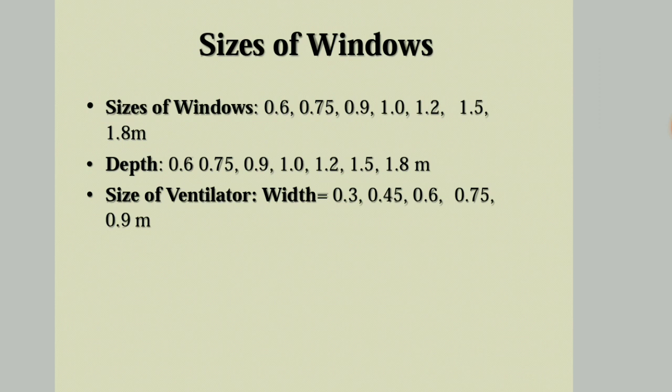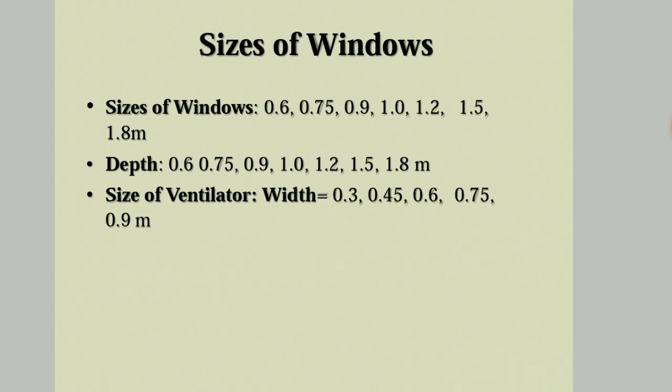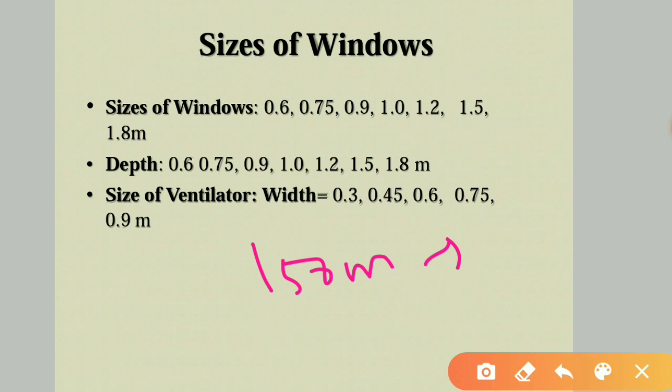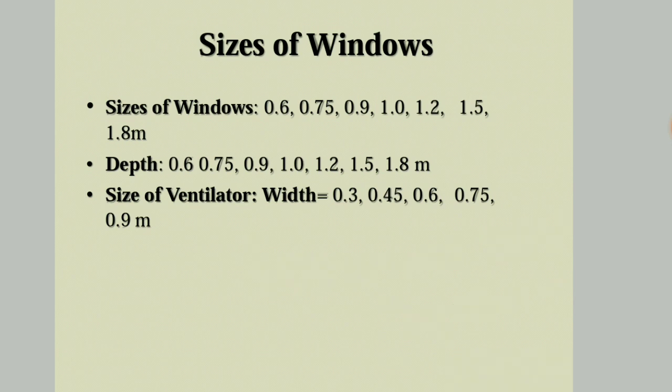Next, size of the ventilator. Ventilators are also used as part of the building for air circulation. So width is 0.3, 0.4, 0.6, 0.75 and 0.9 width of the ventilator. And depth, if we see, depth will be very less, 0.25 meter, means around 150 mm or 200 mm or 250 mm maximum will be used as the depth of the ventilator.